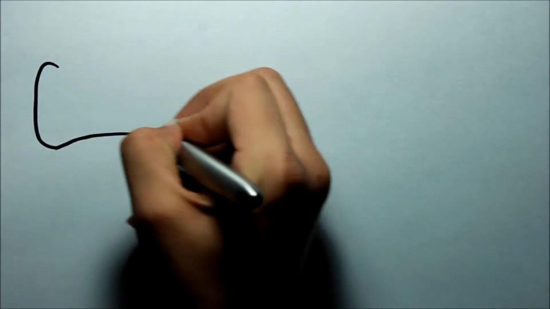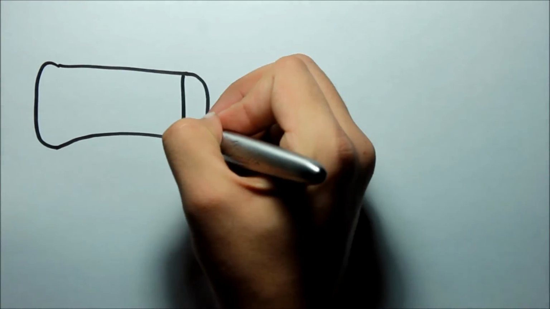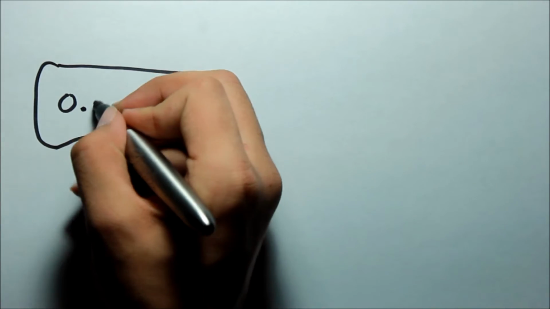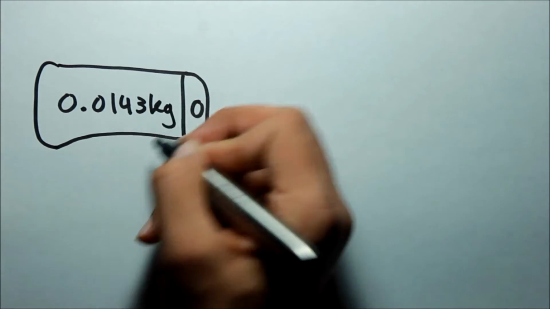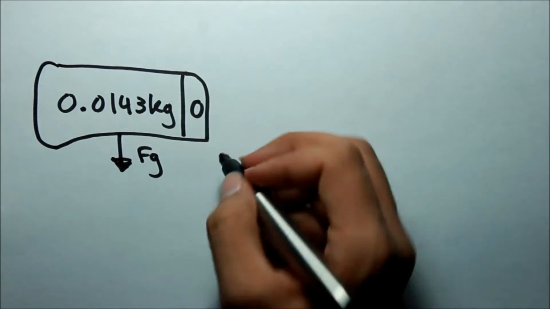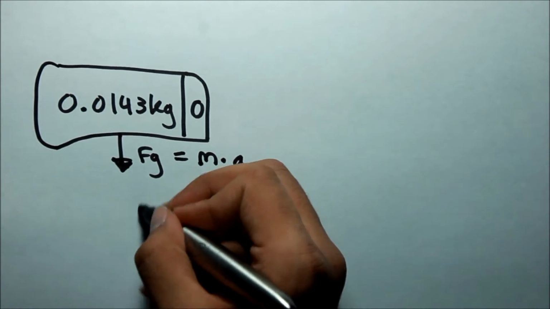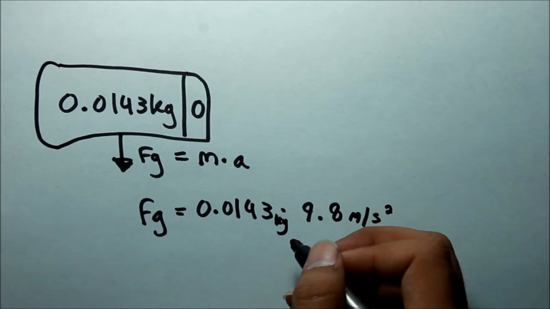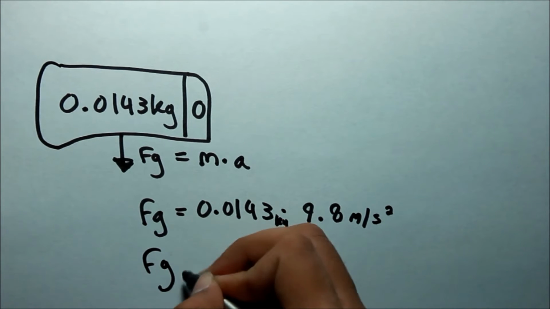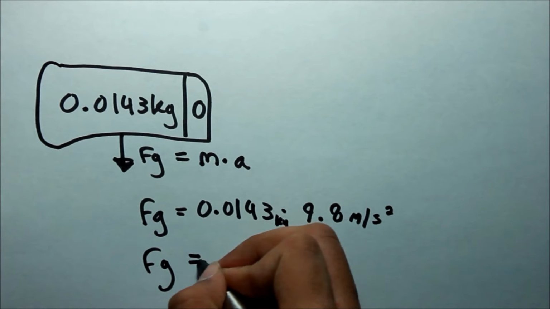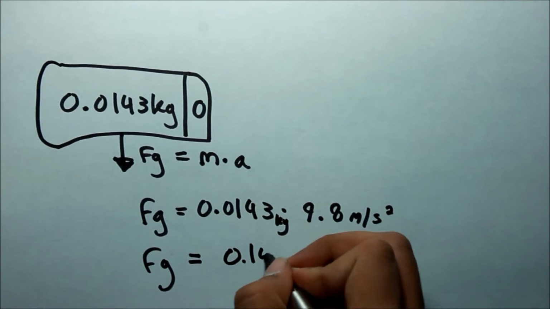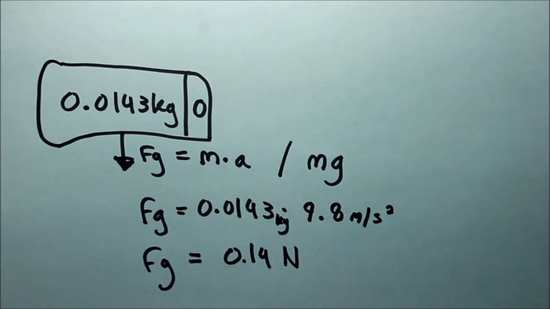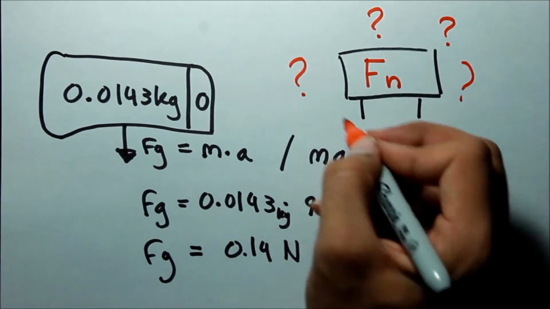Assume that you wanted to know the force of gravity acting on your iPhone 5 with a mass of 0.0143 kilograms. Since Fg equals ma, then Fg is 0.0143 kilograms times 9.8 meters per second squared. Therefore, the force of gravity acting on your iPhone 5 is 0.14 newtons. However, there is a large misconception many do not know.